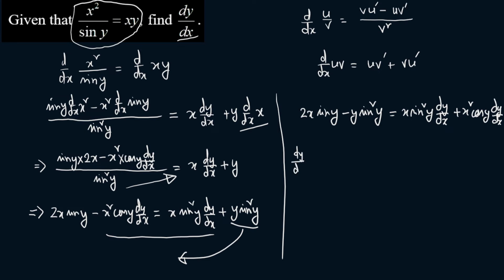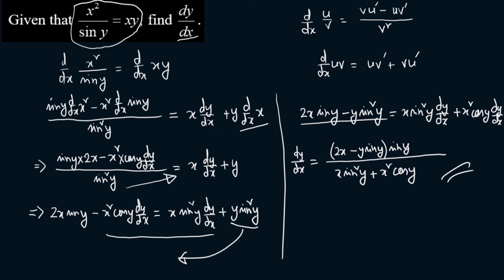Dy by dx you can write as, on the top, 2x, and we can take sine y common as well. Let me take sine y common: 2x minus y sine y, taking sine y common from this side, then you can write sine y. On the bottom, after taking dy by dx common, the remaining part is x sine square y plus x square cos y, and this is the answer of this question. Hope you understood the way we have done this question.